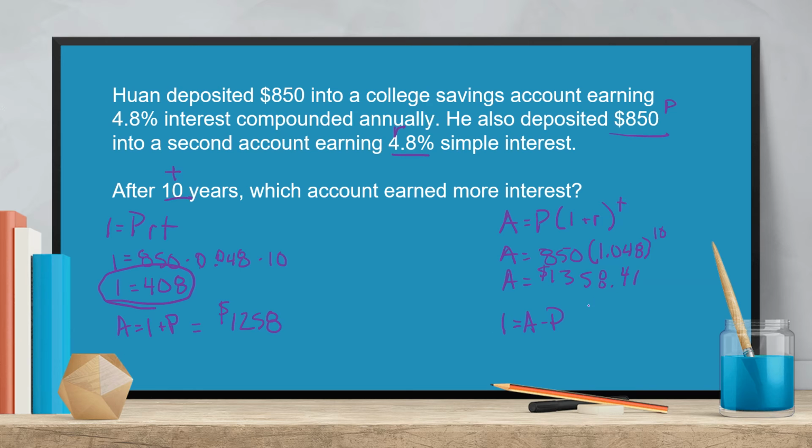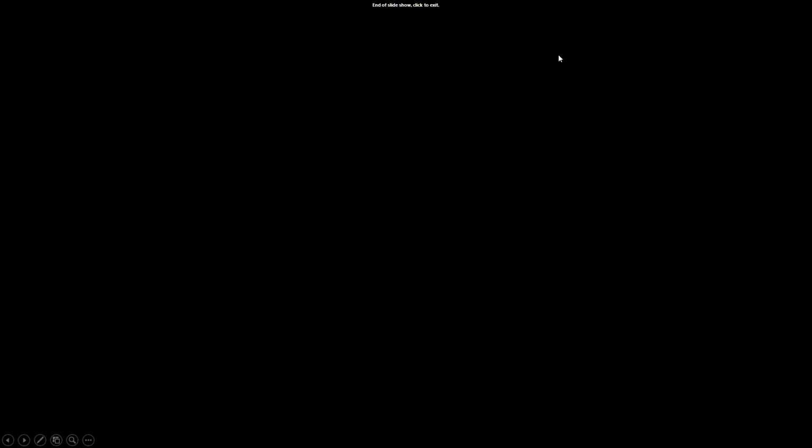Here, this account earned, so I is the amount, I'm sorry, $1,358.41 minus the principal, which is $850, and that comes out to $508.41. Definitely made more with the compound interest. $100 more after 10 years. That's pretty significant. All right, I hope that helped. Ask questions if you don't know. That's the simplest way.